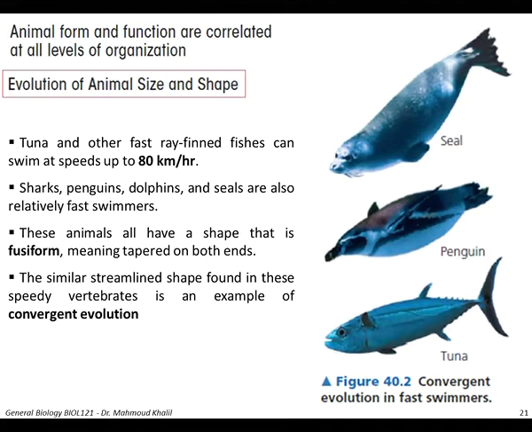Actually, you can see this in the tuna, the ray fin fish. It can swim up to 80 kilometers per hour, okay? And of course, this is helped by its fusiform shape.